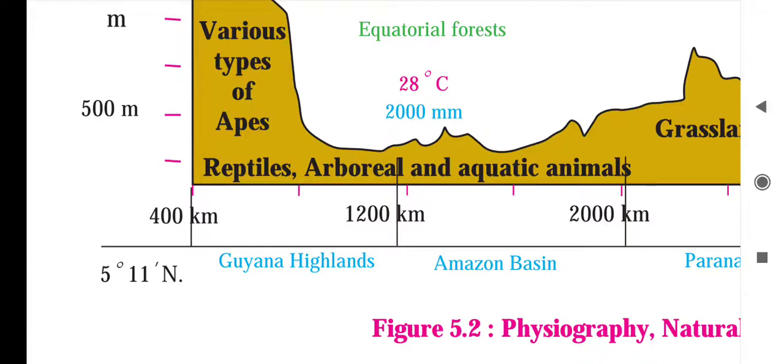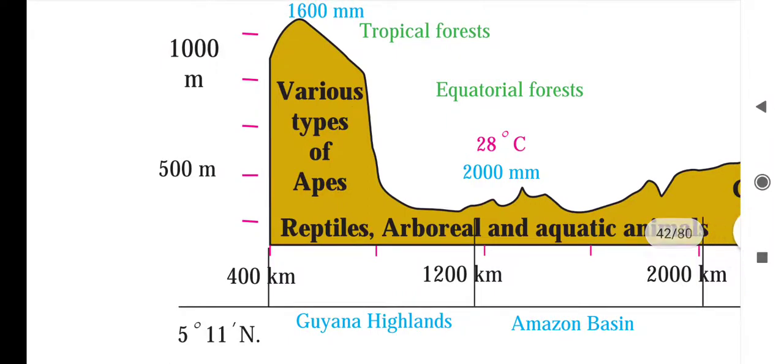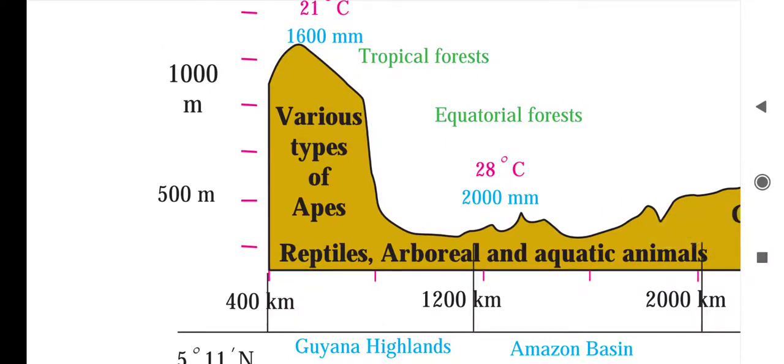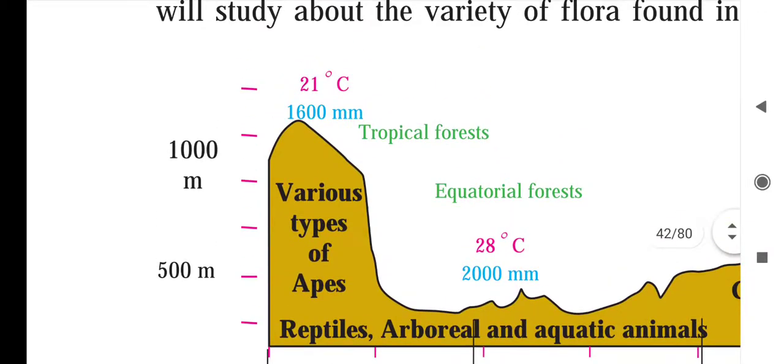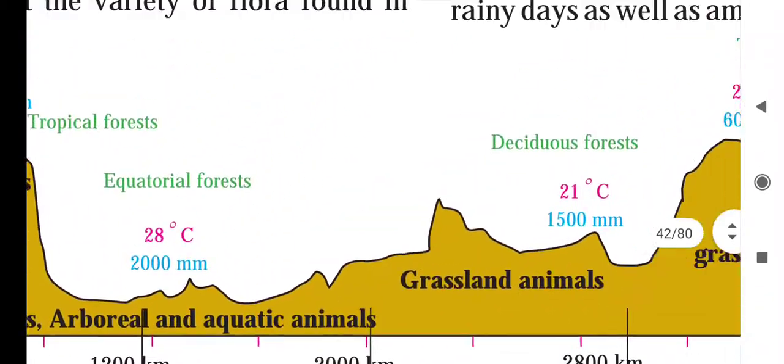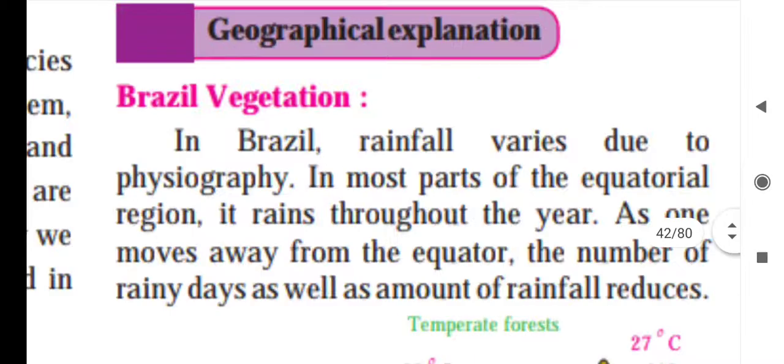And aquatic animals means water animals, various kinds of fishes, especially the piranha fish is found in Brazil, and river dolphins. So like this, aquatic animals are found in this region. Then here various types of apes and reptiles are also found in that region. And in this region we can find 1600 millimeter of rainfall, that is the tropical forest. Now we will study the further part, Brazil vegetation.